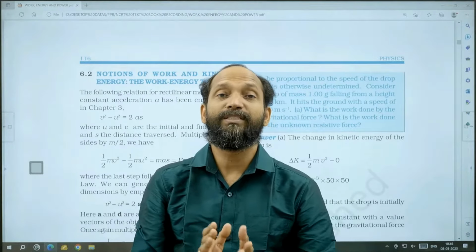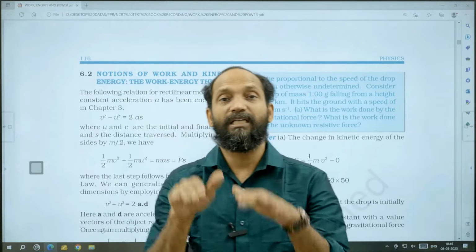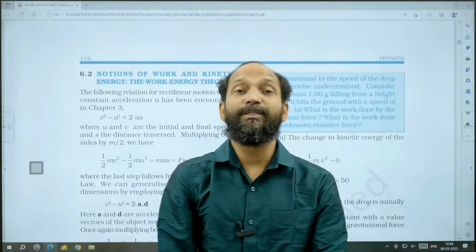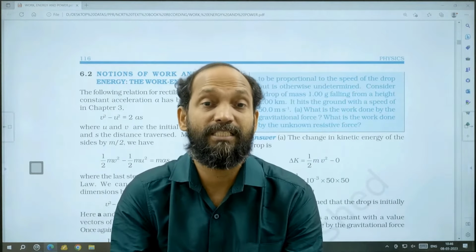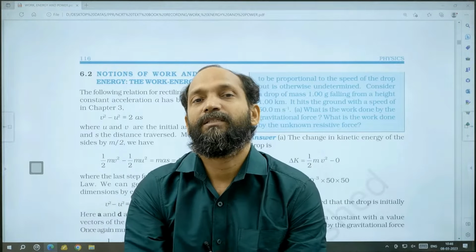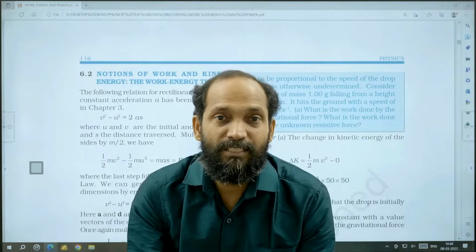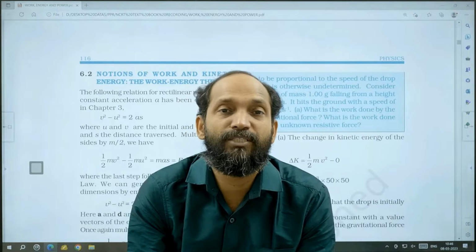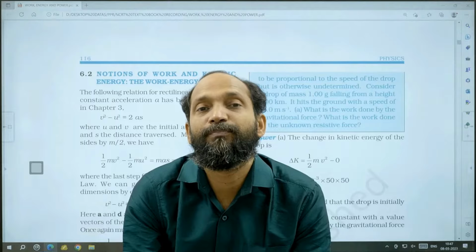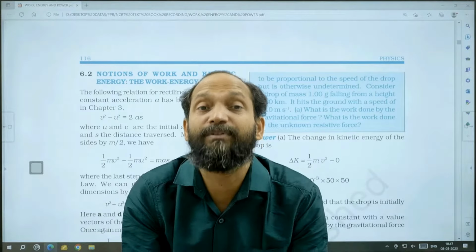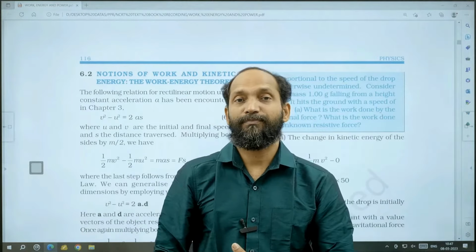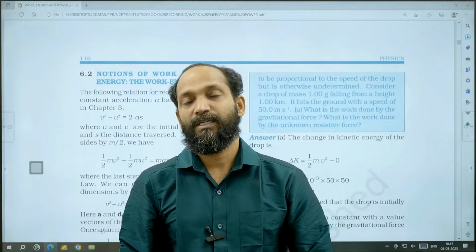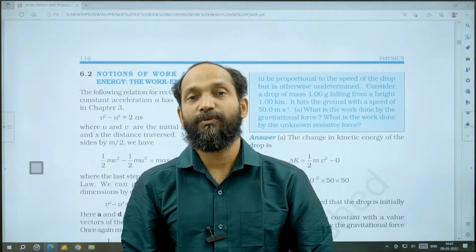Its weight, which is the gravitational force acting vertically downward, is conservative, and the displacement is also downward. So the angle between the conservative force and displacement is 0. That means work done by the conservative force is positive. So we say the conservative force does positive work.